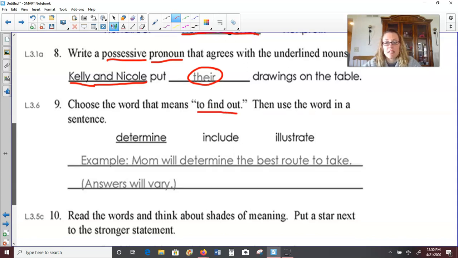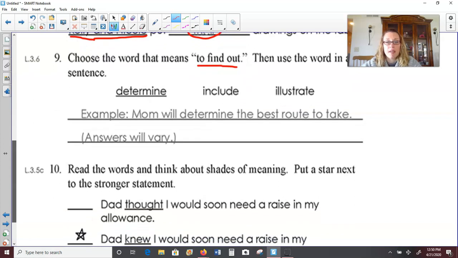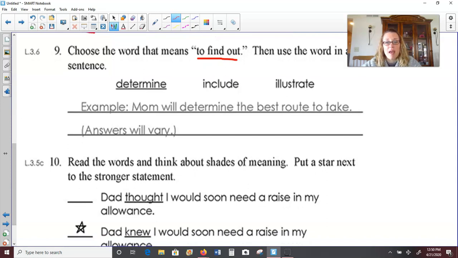On number 9, we need to choose the word that means to find out and use it in a sentence. Determine, include, or illustrate. Well, to find something out is to determine it. Mom will determine the best route to take. Okay, so they use that word in a sentence. You could come up with your own sentence, and you can use it in the past, present, or future tense.